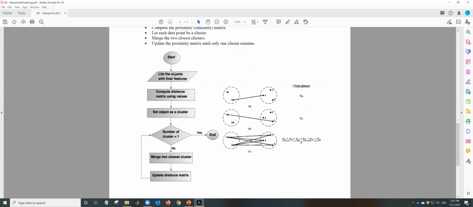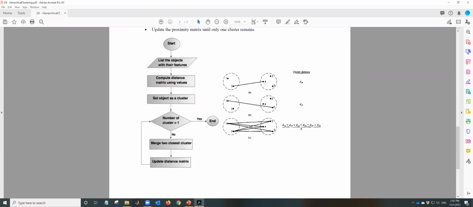If we put it in the flowchart, we start the algorithms and we list the original data, all the observations with their features or predictors. Then we compute the distance matrix using those data values. We set each observation as a cluster. And then we check whether the number of clusters equals 1 or not. For example, we have 5 observations, so we have 5 clusters. If it's no, then we merge the two closest ones. Then we update the distance matrix.